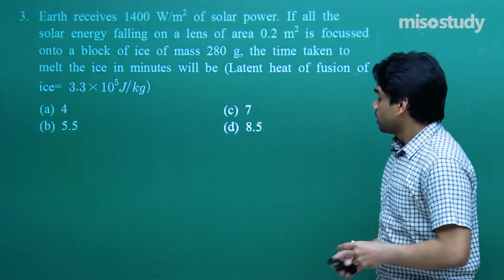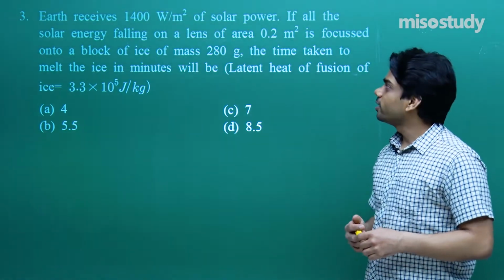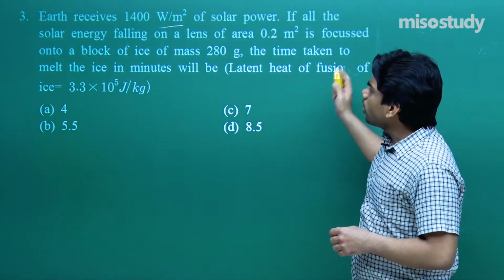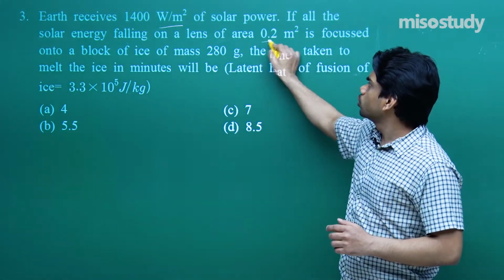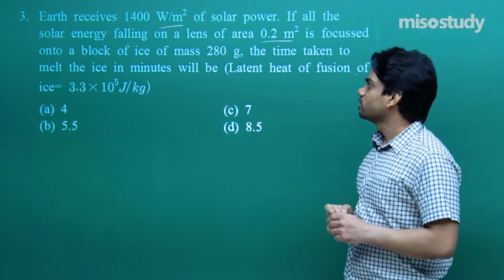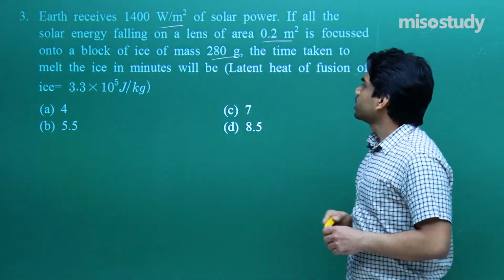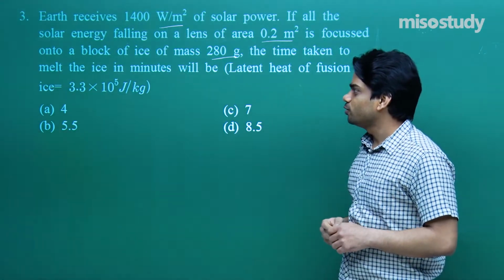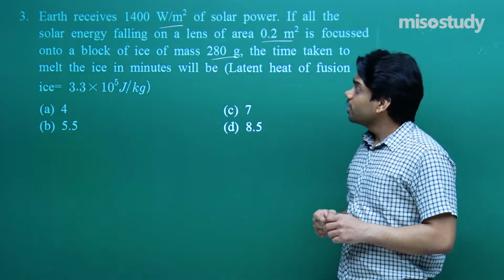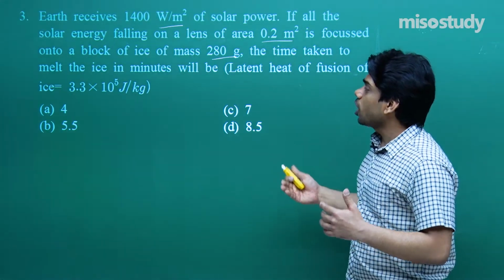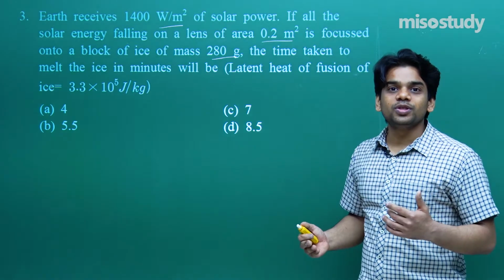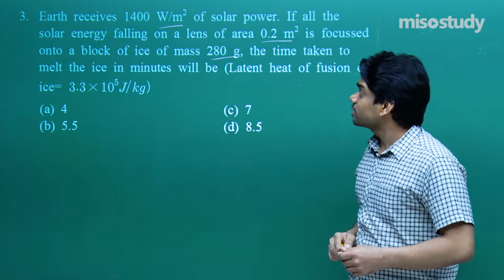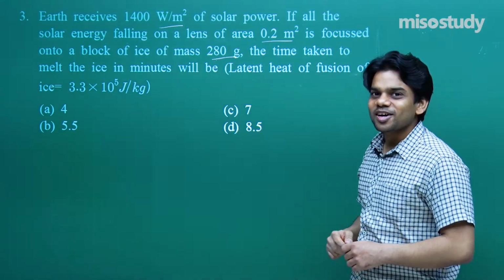Third question. Earth receives 1400 watt per meter square of solar power. If all the solar energy falling on an area of 0.2 square meter is focused onto a block of ice of mass 280 gram, the time taken to melt the ice in minutes will be, latent heat of fusion of ice is 3.325 joule per kg. See here, how much heat energy will be required to actually convert that ice into water. The mass of ice is given as 280 gram.